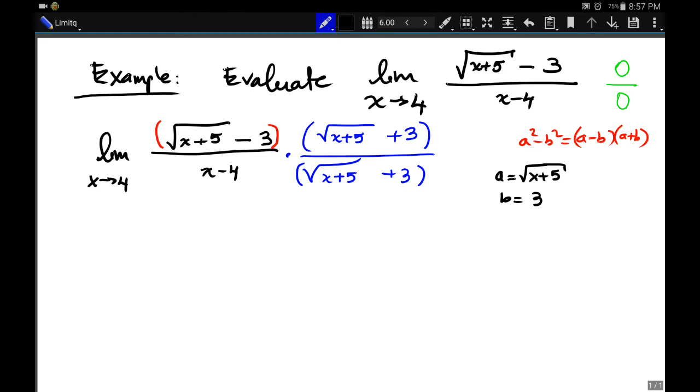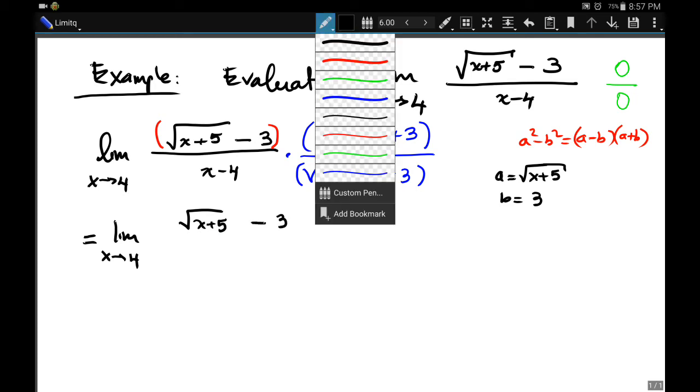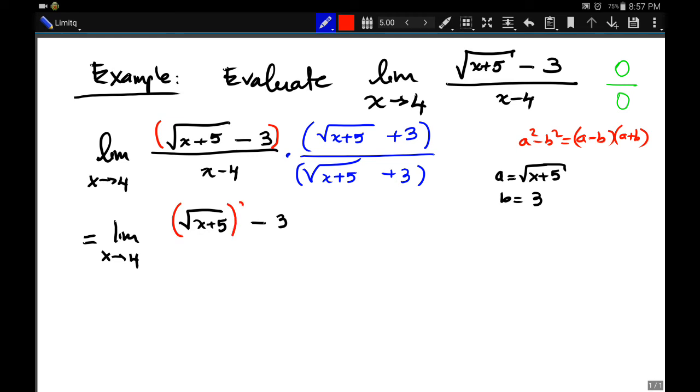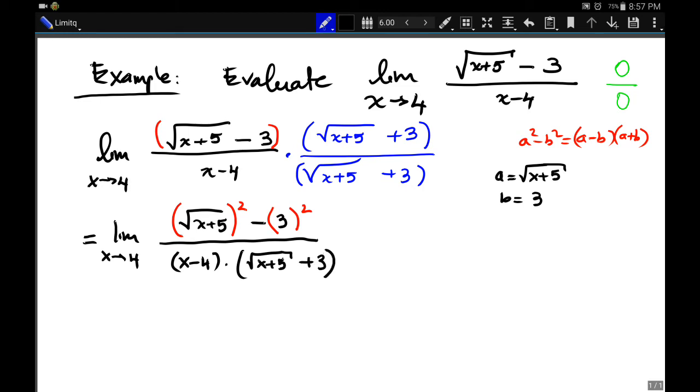So let us continue. This limit becomes now square of the first one and then square of the second one, right? So let's put the squares in right in here. And the denominator becomes the same thing, just the product of x minus 4 times this blue part, square root of x plus 5 plus 3.